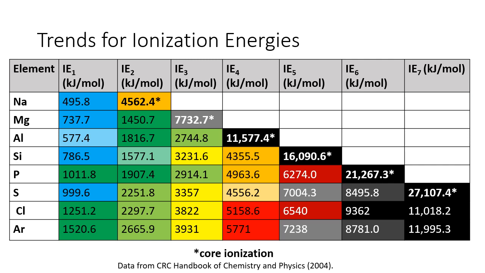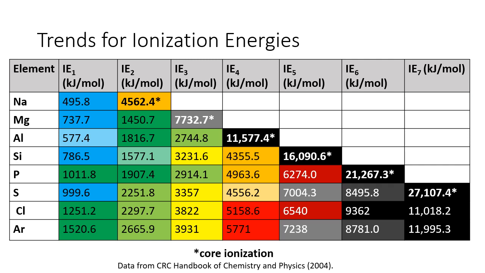I have color-coded these values to help me make some points. So the lower values are blue, and then we go to green, and lighter green, and then yellow, and then orange, and then red, and then dark red, and then gray, dark gray, and then black as we go on up. If you see the starred values, you will notice that they are all drastically larger than the value directly to the left. Why is that? Because those are core ionization energies.